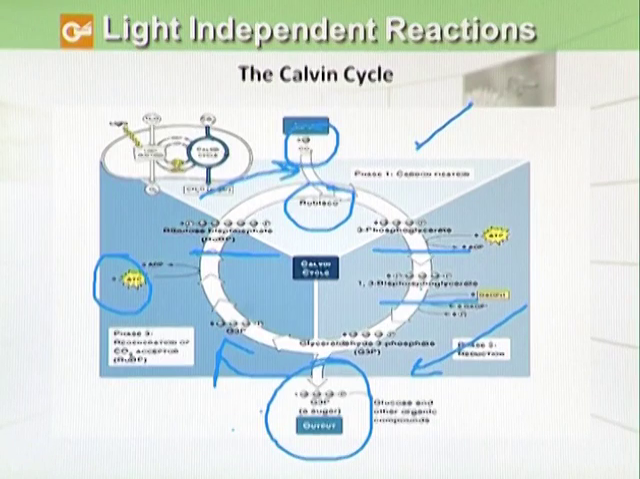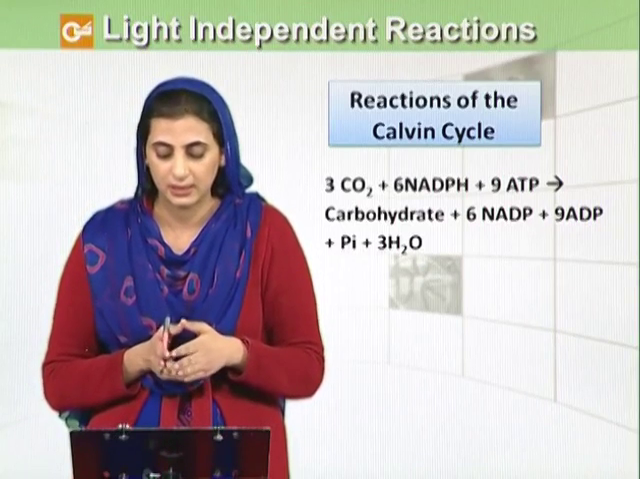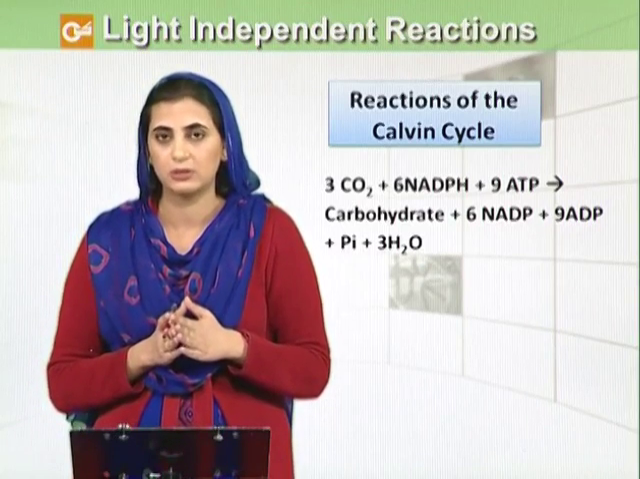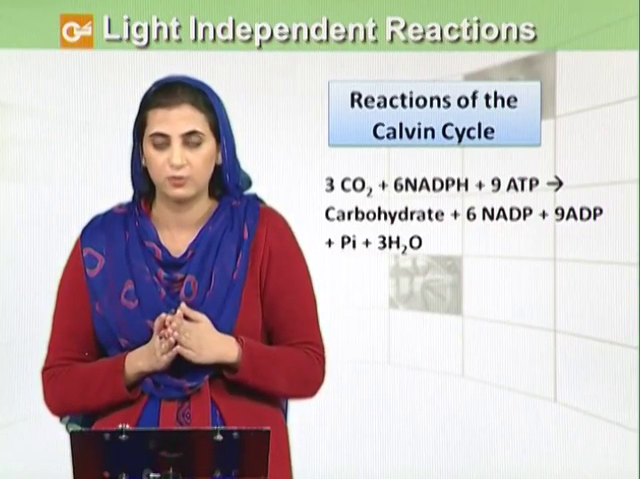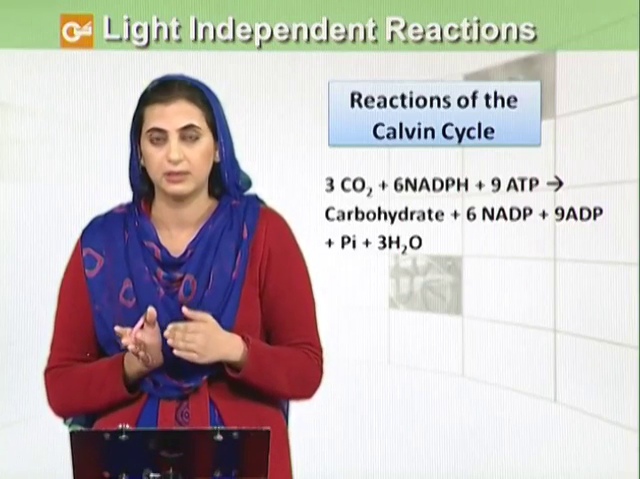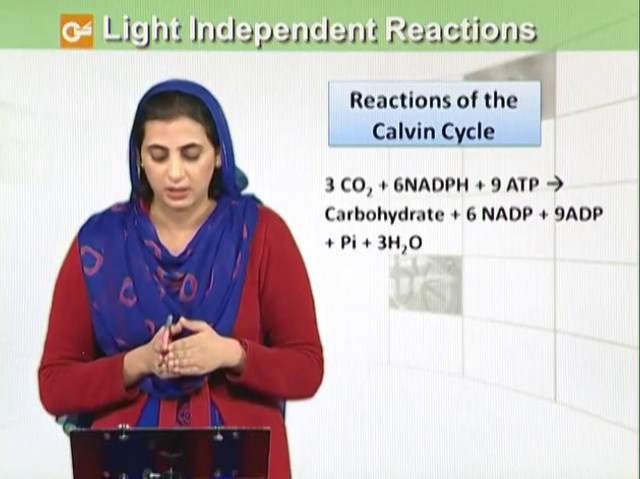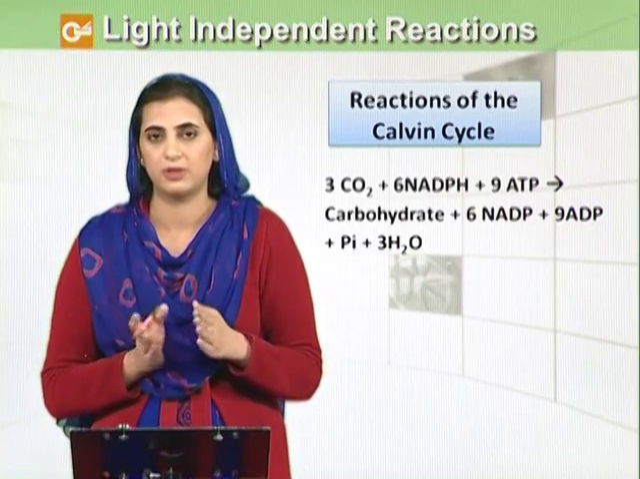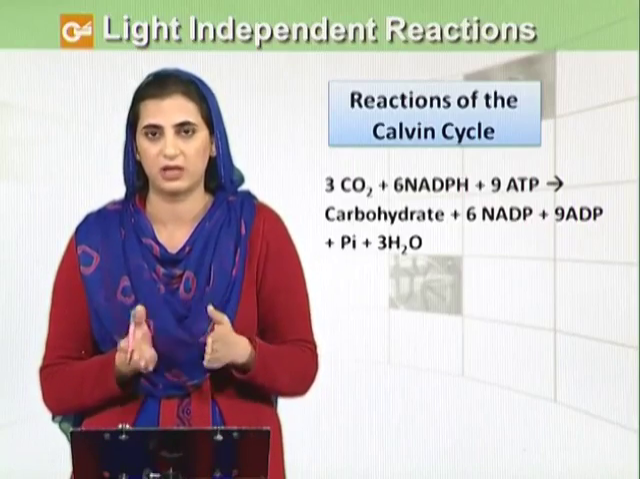You can see here the summary of the reactions of the Calvin cycle. 3 carbon dioxide molecules use 6 NADPH and 9 ATP to form a single unit of carbohydrate, and as a result 6 NADP, 9 ADP, a phosphate group and 3 water molecules are released during this whole cycle of carbon fixation.